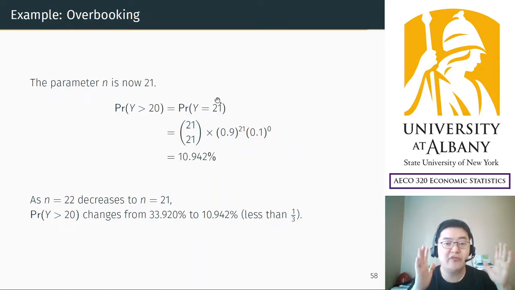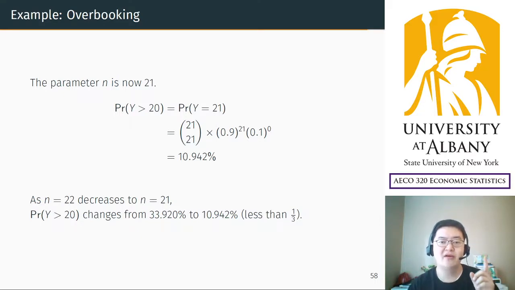Because the maximum is 21, there is no other possibility. So you sold 21 tickets, and the problem is only when all of them came to the airport. Its probability is simple. Use the formula 21 choose 21, and 90% happens 21 times, and nothing for 10%. If you do the math, this is 10.942%. Right? It's a simple exercise. I just want you to practice how to calculate inequalities.